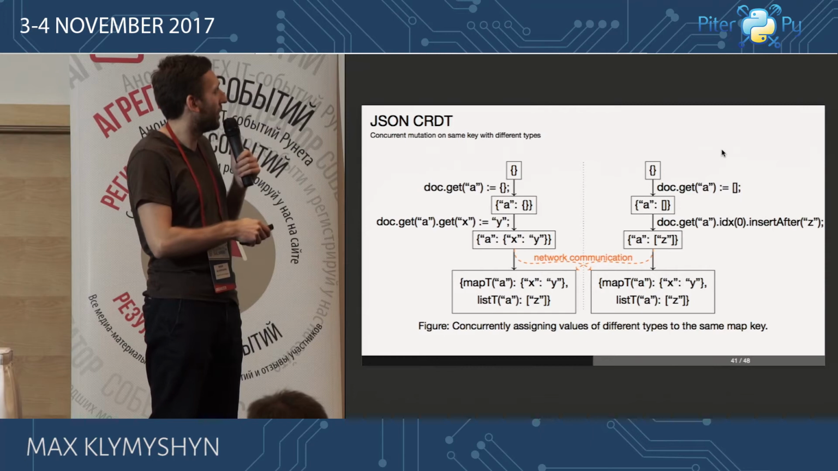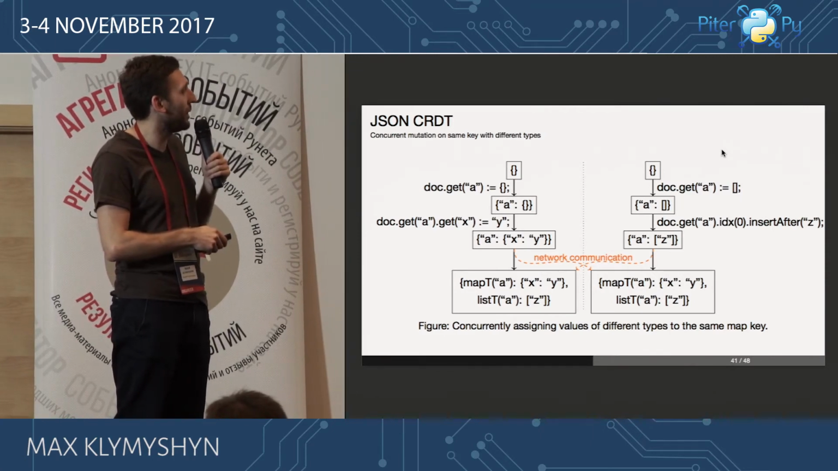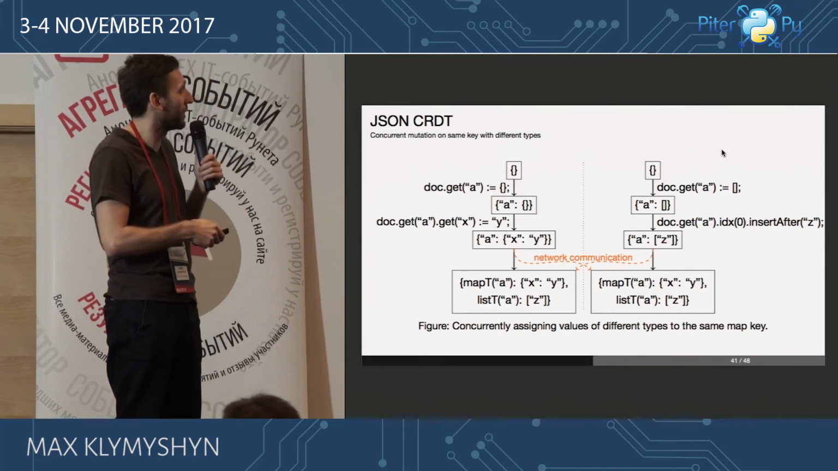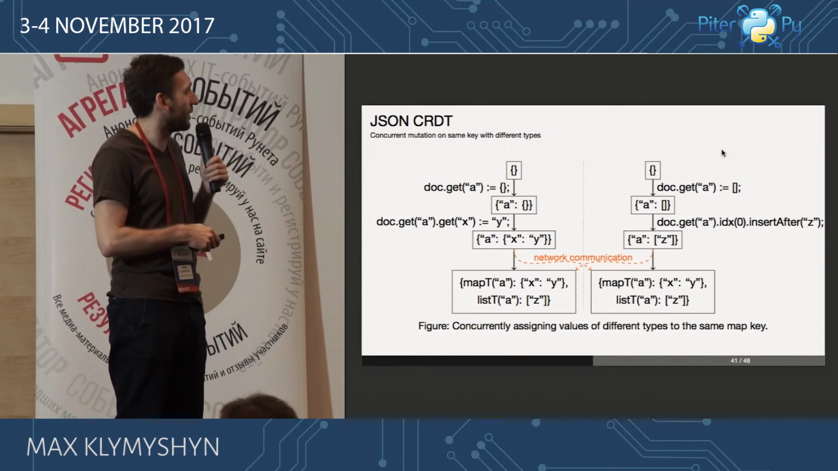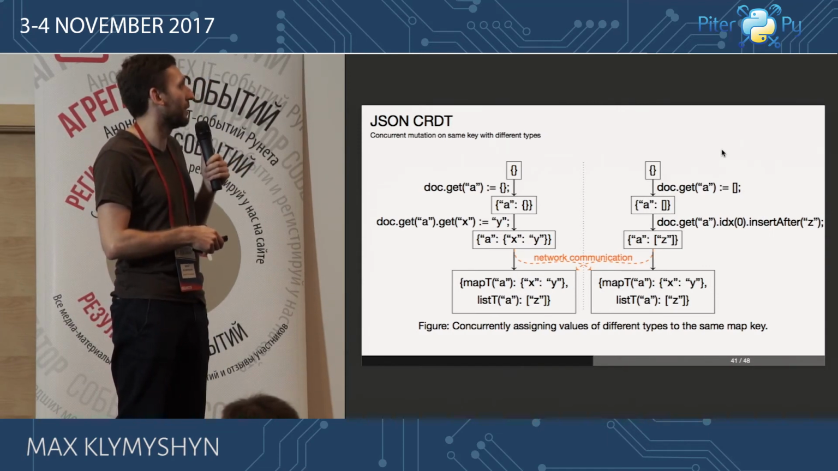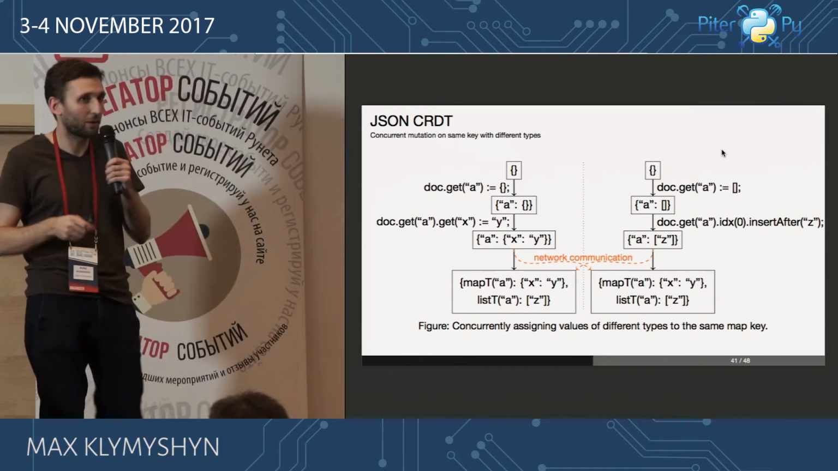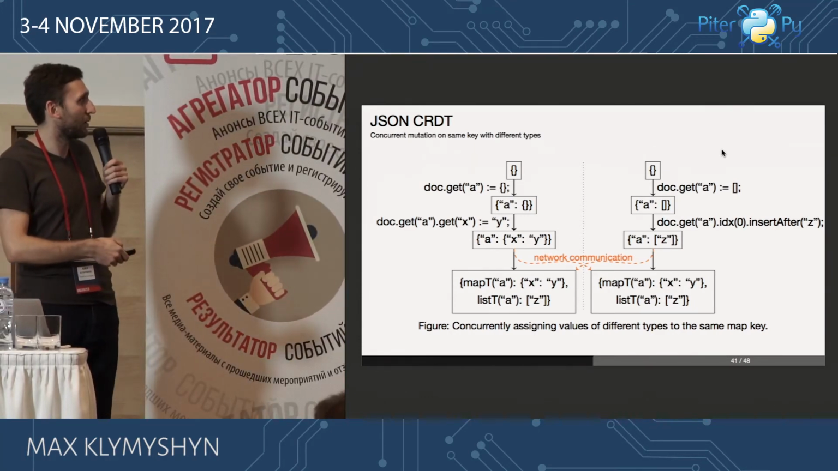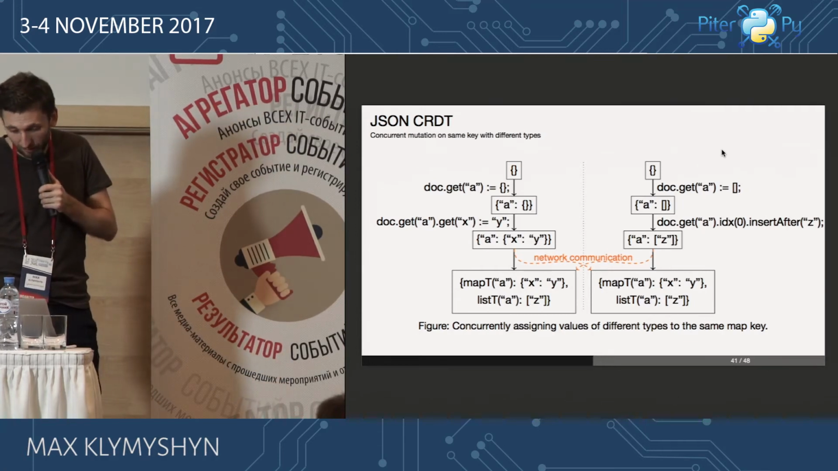So here we are trying to set for the same key different types of data. Here is an object and here is an array list. And we will eventually get markers that we should somehow resolve this conflict. And conflict resolution of any data type depends on the domain very much.